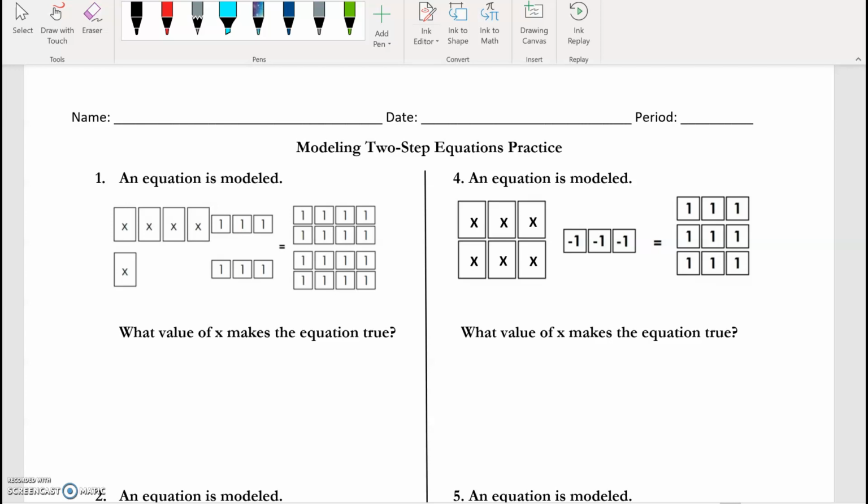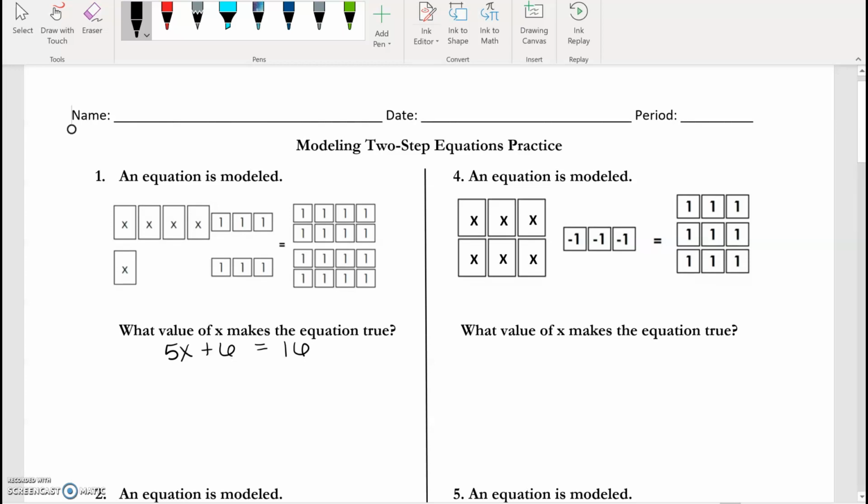So we need to be using the models and writing our equation. Our first step is to write the equation. So I have 5x plus 6 equals 16. Okay, I have my equal sign, right? So what I do to one side, I have to do to the other. I have to keep them fair, or balanced, or equal, okay?